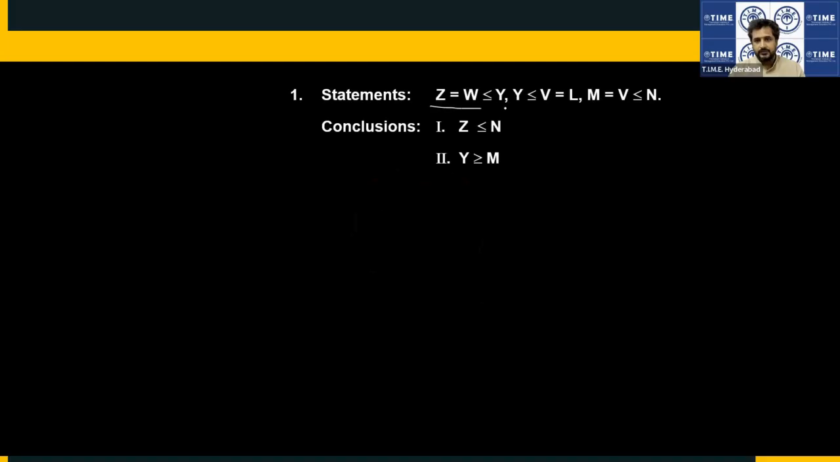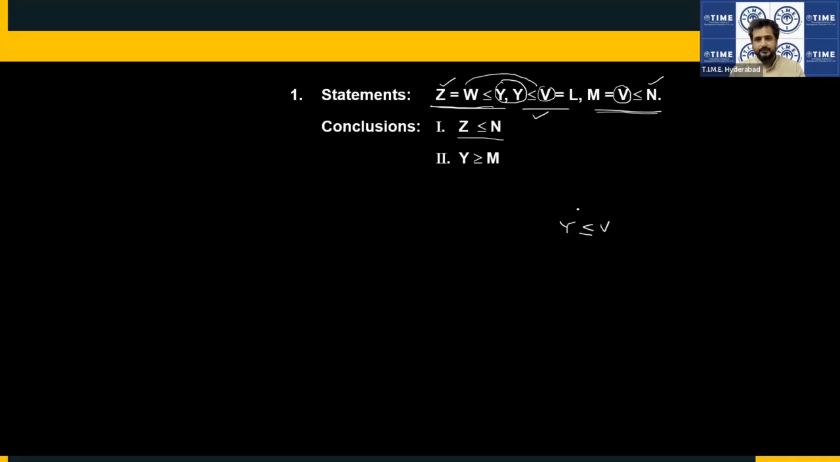Here we have 3 statements. Now first conclusion is between Z and N. Z is in the first statement and N is in the third statement. So to combine Z and N, we don't have a directly common statement, so definitely we have to take the help of the second statement. In the first and second statements we have Y common, and in the second and third statements we have V common. So let's take both Y and V.